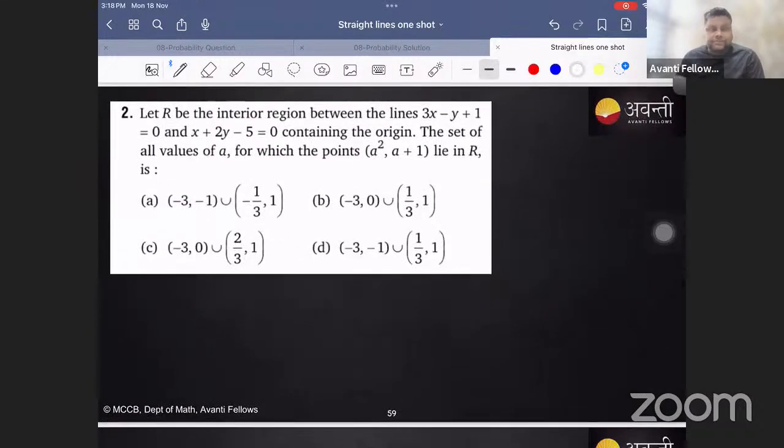See this question. I'll run the answer marking box for 1 minute. You just attempt this. R is the interior region between this line and this line containing the origin. Set of all values of alpha for which this point lies in R.